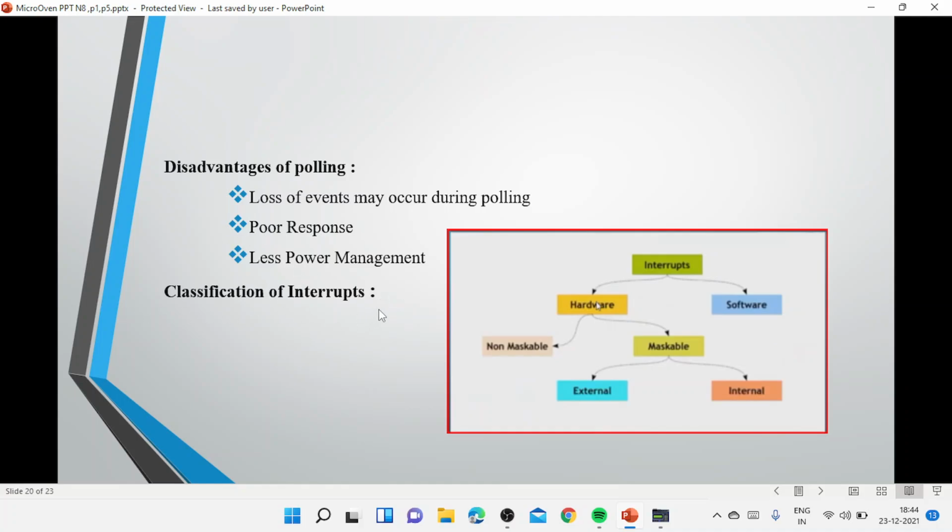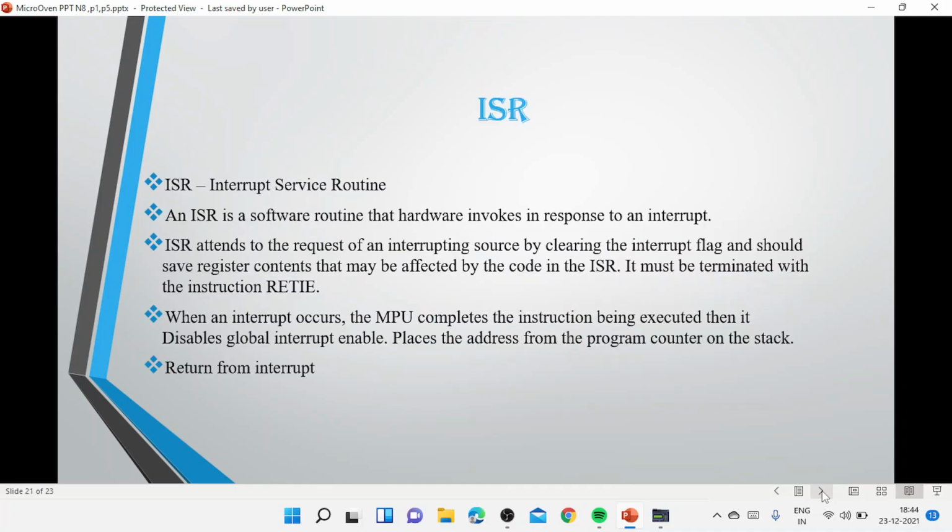Classifications of interrupts. Let me tell some interrupts. Interrupts are of two types initially: hardware and software. Under hardware there are non-maskable interrupts and maskable interrupts. Again under maskable interrupts there are external and internal interrupts. These are the types of interrupts we are facing.